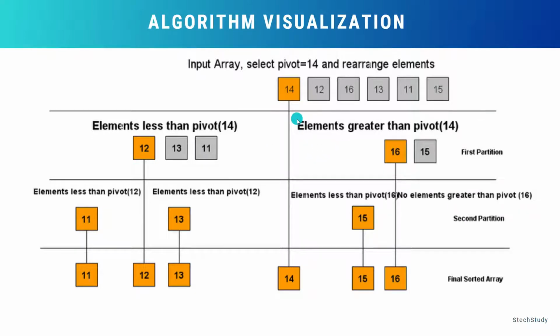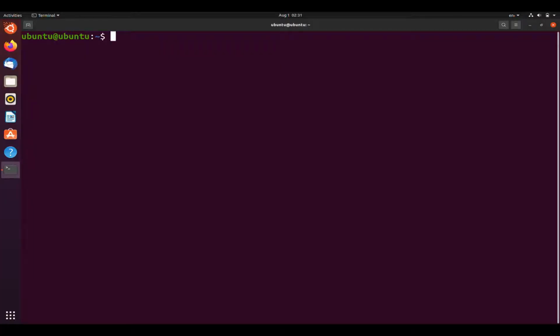Now for the remaining left part of the pivot element, again we'll apply the quicksort technique, and again for the right part we apply the quicksort technique.